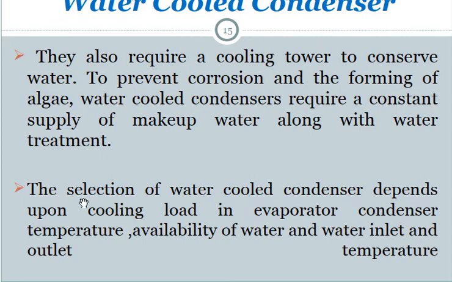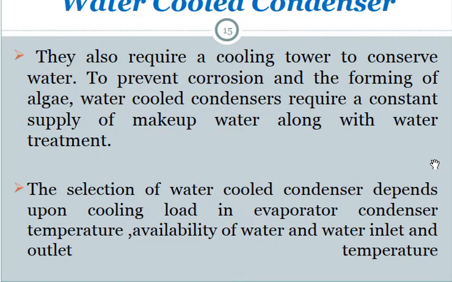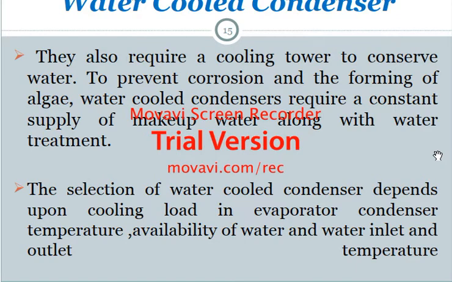We go to the second bullet. The selection of a water cooled condenser depends upon the cooling load in the evaporation condenser, temperature, availability of water, and water inlet and outlet temperature. It should be designed properly to supply water input and water output. This is more under what we call control volume. How to control volume, and then we can control the temperature.